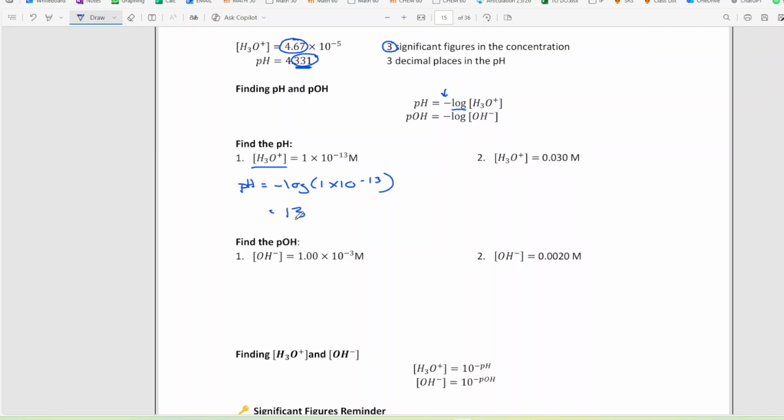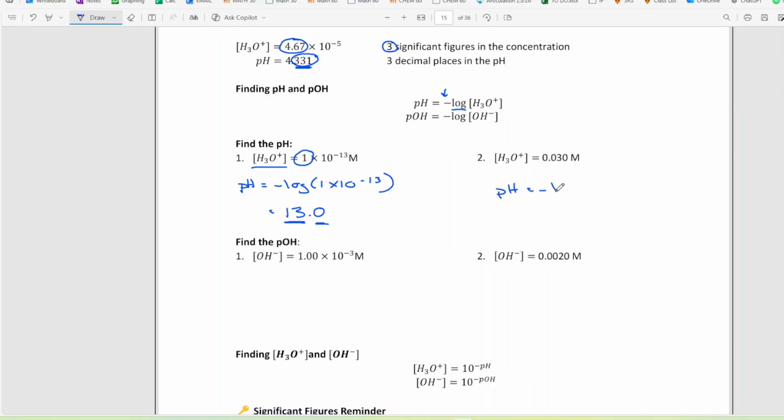Okay, it works. Now, let's talk about sig figs. This is 1 sig fig in my concentration. This is a pH of 13. That 1 sig fig tells me that I would tell you the pH is 13.0. 1 sig fig, 1 decimal place. Okay, pause the video. Try this guy.